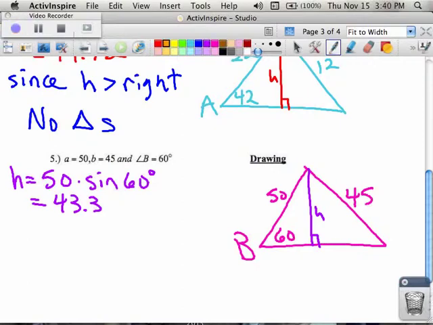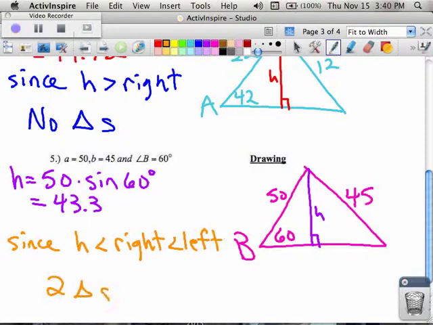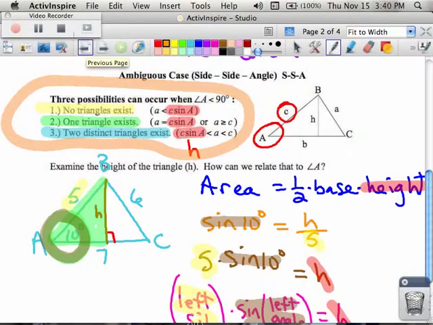And since I know that my h is less than the right, which is also less than the left side, I know that there are going to be 2 triangles from my rules. So if you go back, this is rule number 3, I believe. Rule number 3 says, if your height is less than the right, which is less than the left, there are 2 distinct triangles.